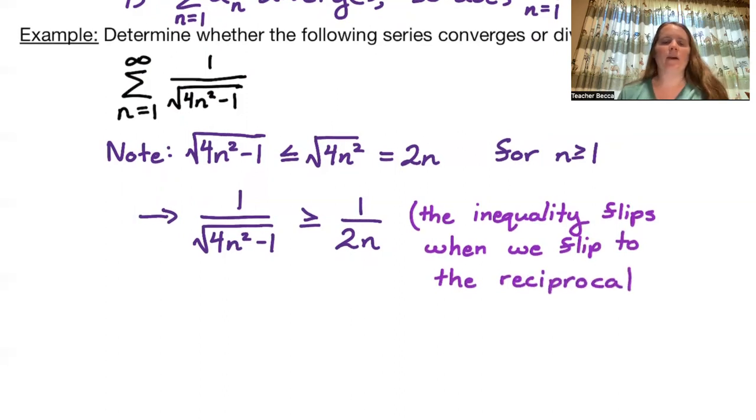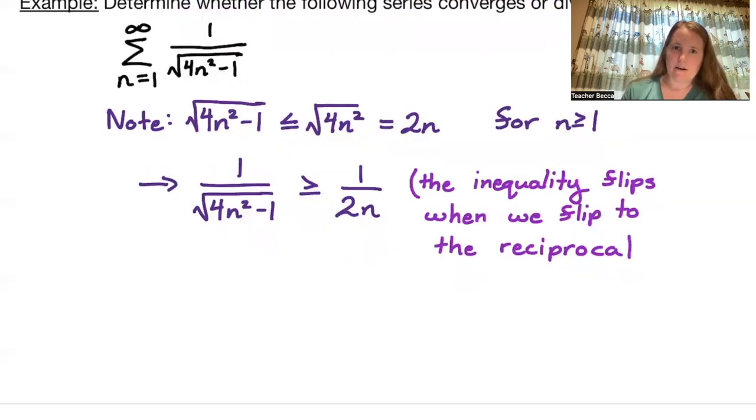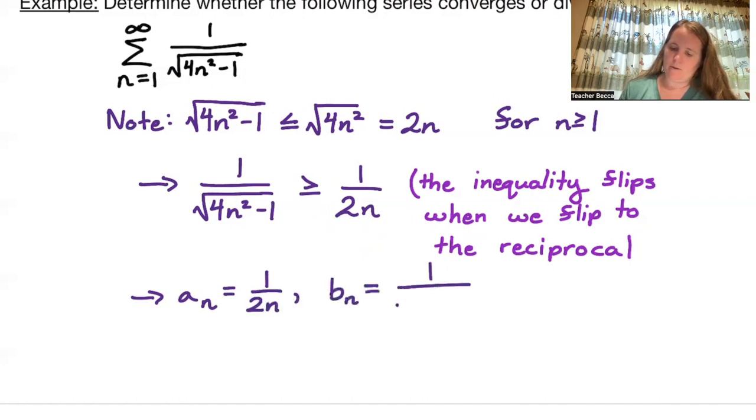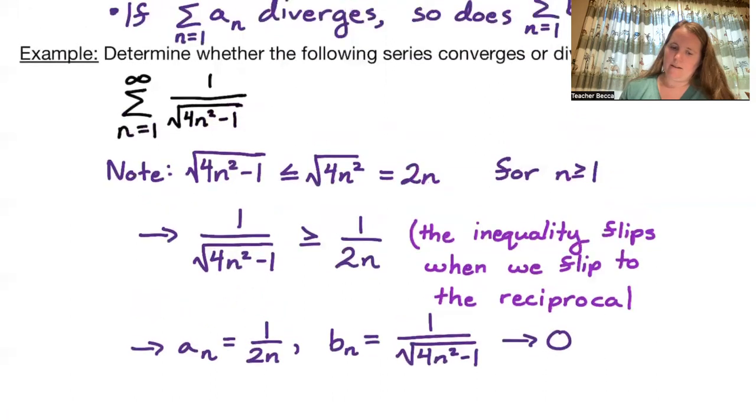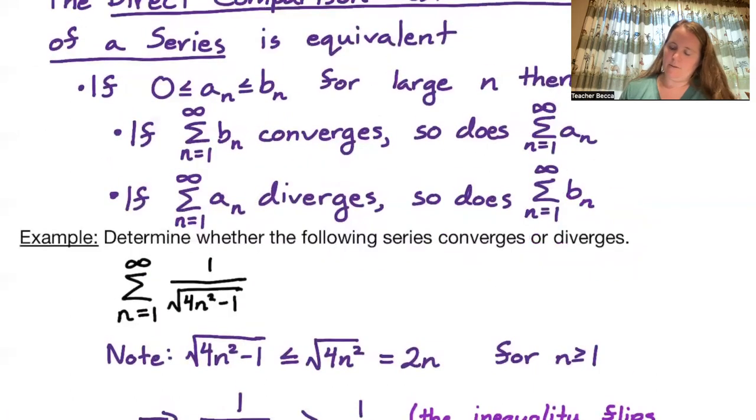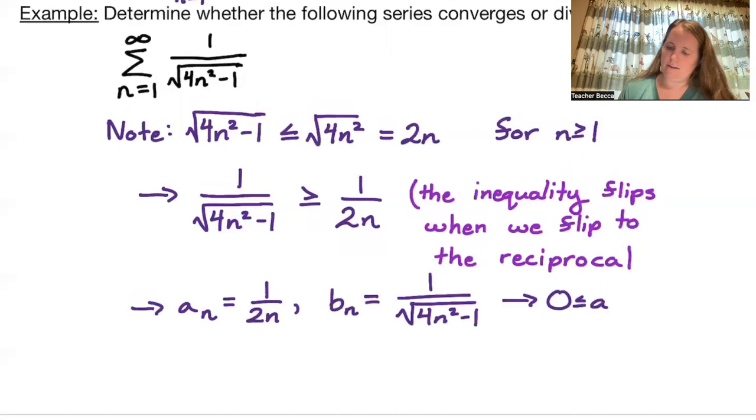So essentially what we have is we can take our a sub n to be 1 over 2n, our b sub n to be 1 over square root 4n squared minus 1. We have 0 is less than or equal to a sub n is less than or equal to b sub n.